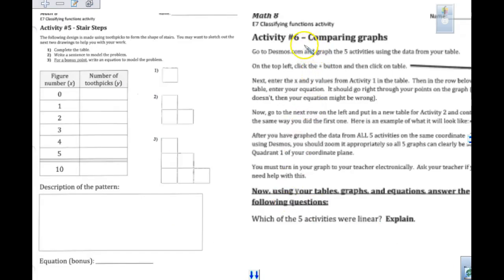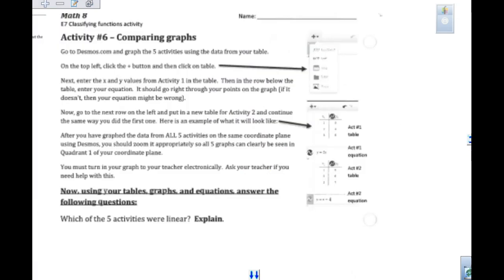If you would turn right now to the very last page, activity 6, comparing the graphs. So, this is where we're going to go to our calculator in just a minute online. In years past, we've also done graphing calculators, but since you all have computers and we don't have enough graphing calculators at this point, you're going to go to Desmos.com and we're going to graph the activities from the table. It says on the left hand, you will click the plus button. So way up at the top, you're going to see this plus button when we get on there, and I'm going to show you that in a minute.